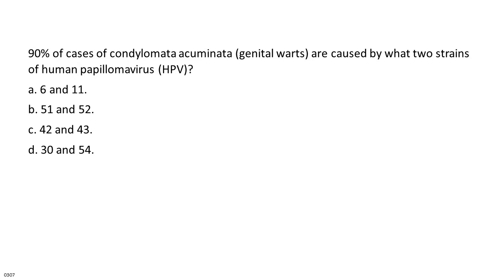Ninety percent of cases of Condylomata acuminata, genital warts, are caused by what two strains of human papillomavirus, HPV? A. 6 and 11. B. 51 and 52. C. 42 and 43. D. 30 and 54.